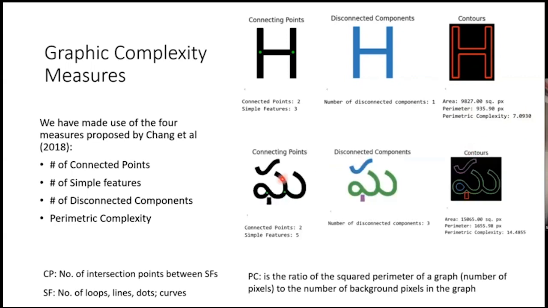This roughly corresponds to the ink density on the paper. And similarly, we see the complexity calculated for the Telugu Akshara. This is Gha. Here we can see it clearly has three distinct disconnected components. And simple features, if we see, we have 5, which are a small circle, then 2 J-like curves, and 1 tick mark at the bottom part. And perimetric complexity is similarly calculated.